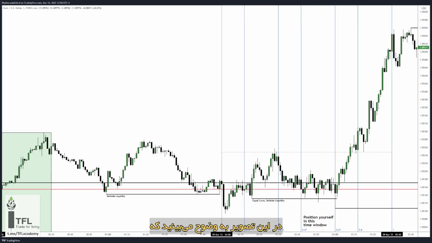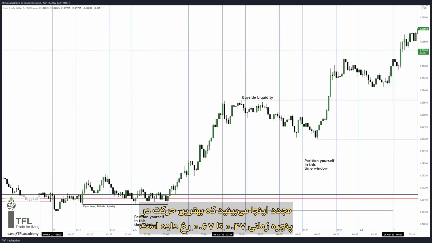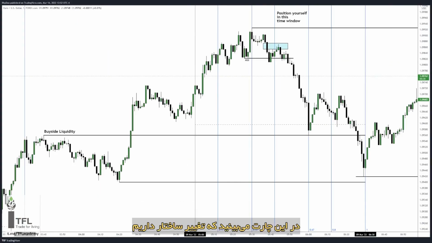In this picture you can clearly see how important it is to position yourself inside the 0.47 and 0.67 time window. This is the most important thing for my entries inside a cycle. Again, here you can see the best move happen inside the 0.47 and 0.67 time window. In this chart you can see we had a market structure shift. Then again, position yourself inside the 0.47 and 0.67 time window.